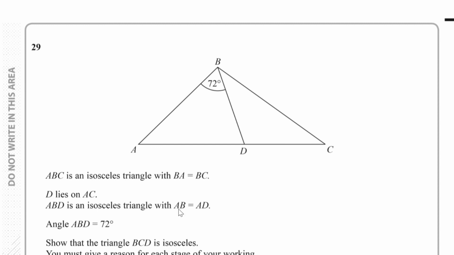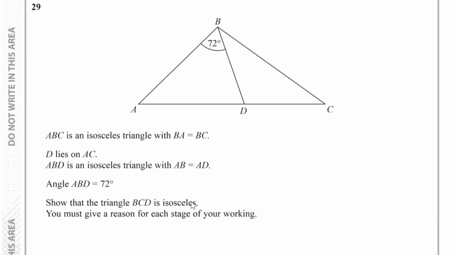Question 29. ABC is an isosceles triangle with BA equaling BC and D lies on AC, and ABD is an isosceles triangle with AB equaling AD. The angle ABD is 72 degrees. We have to show that the triangle BCD is isosceles.